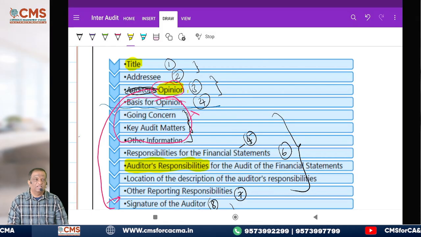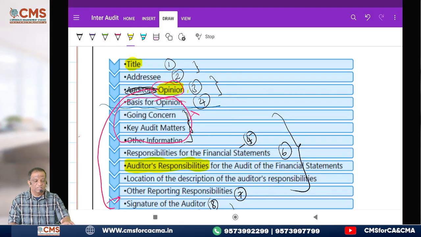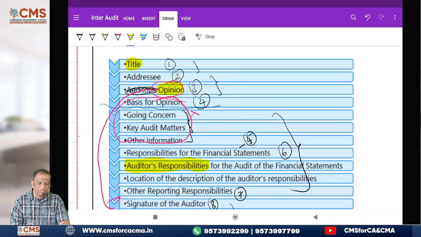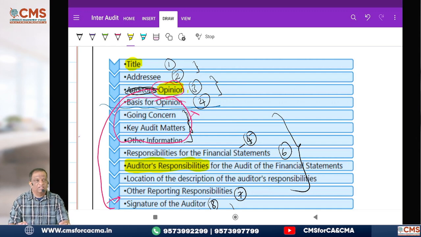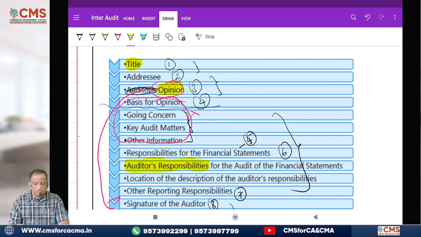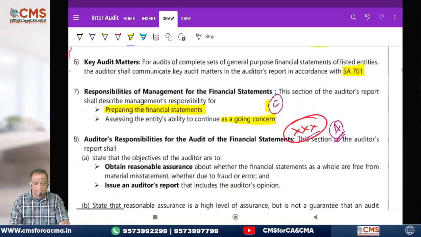Now what should be the title? Now you tell me. Independent auditor's report. So the word independent must appear as a prefix to it. So when I say title, it is independent auditor's report. And then the next two elaborate paragraphs are opinion and auditor's responsibilities.